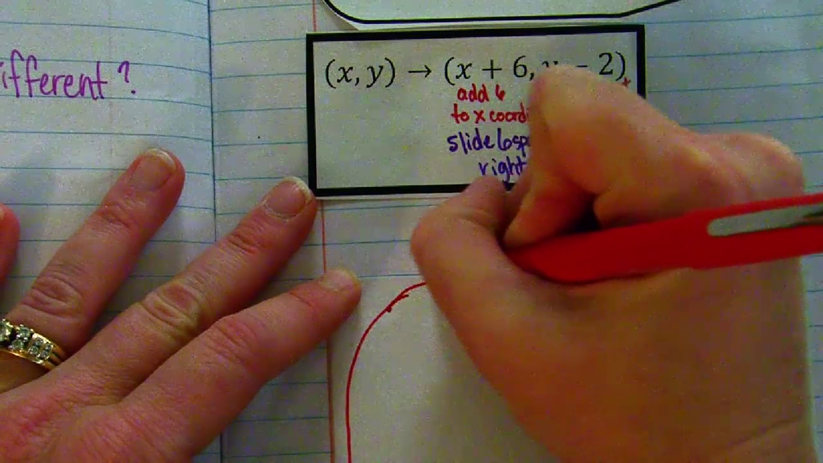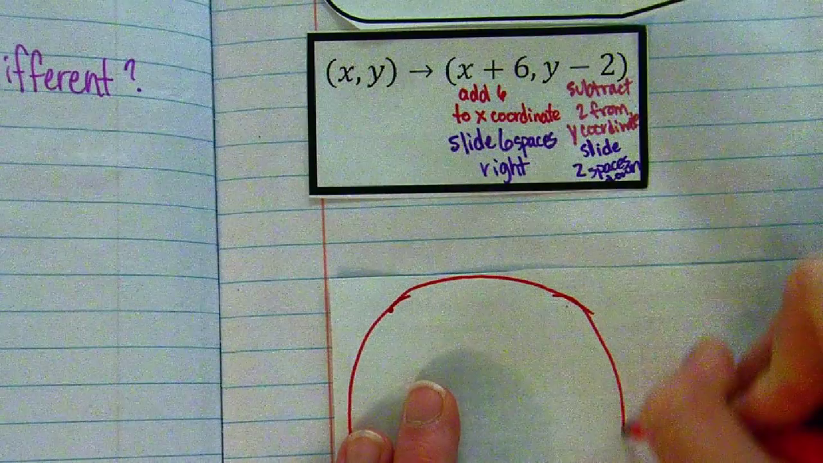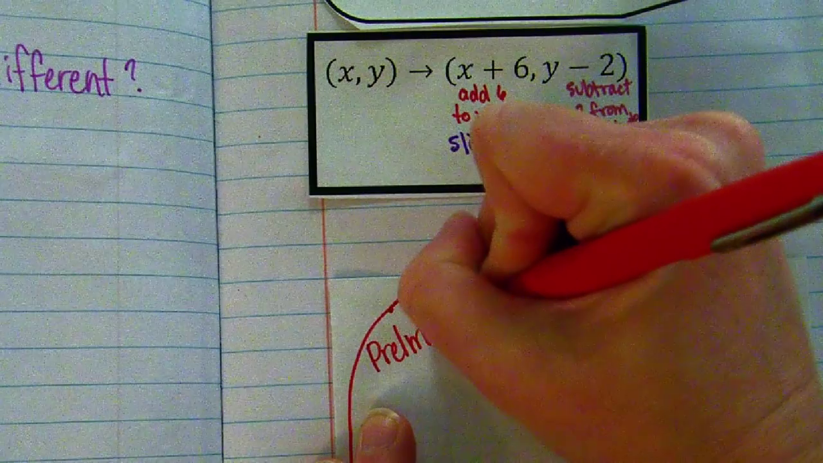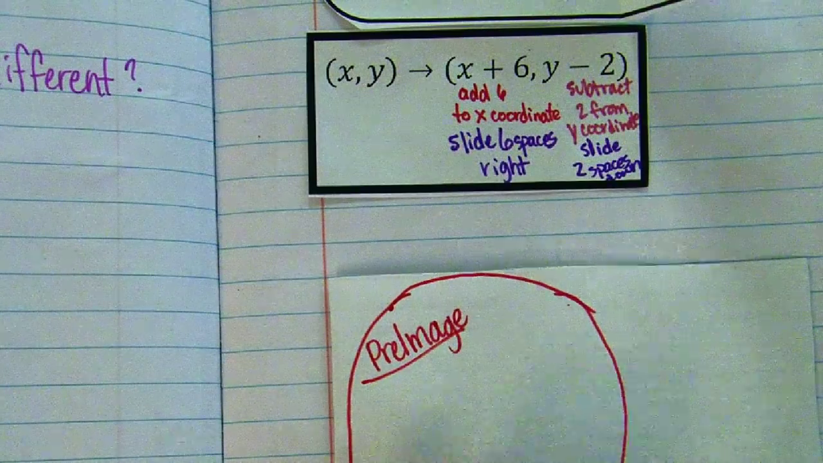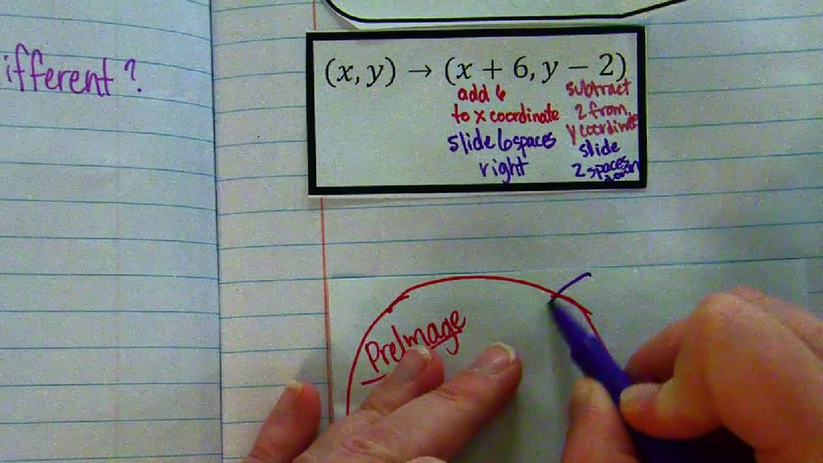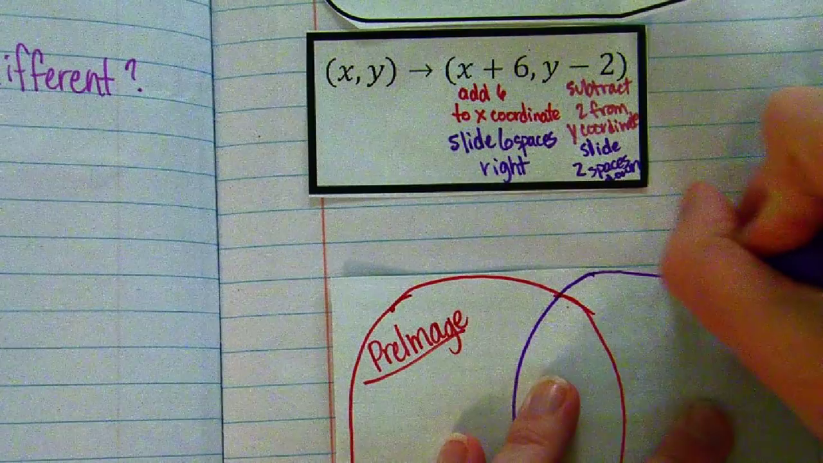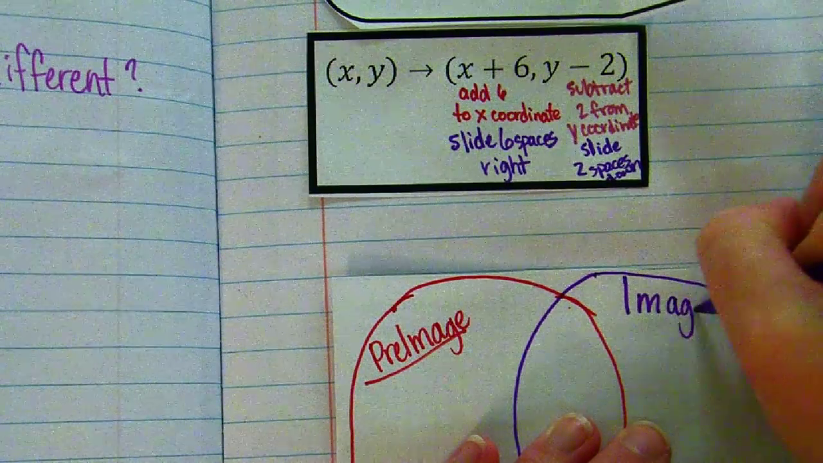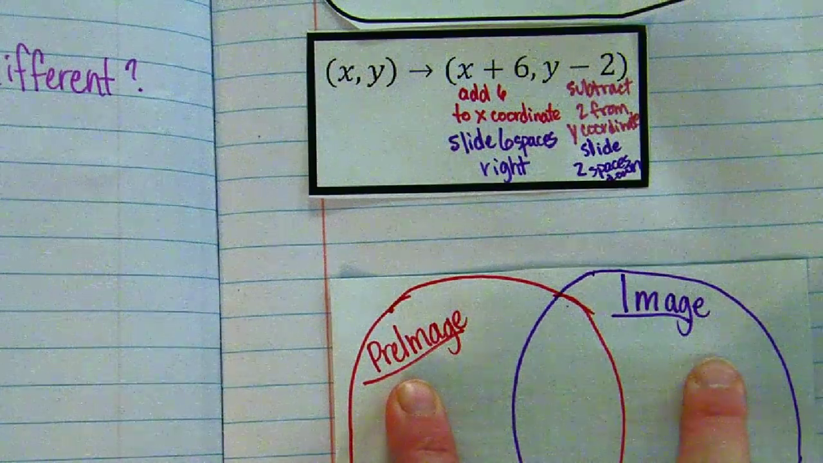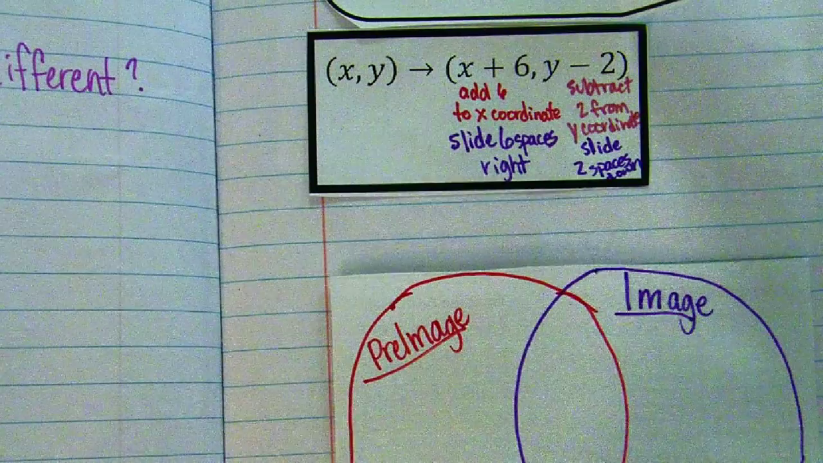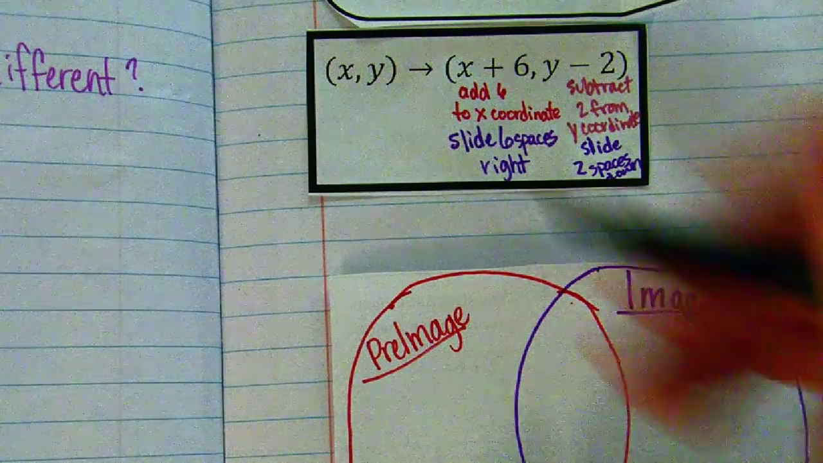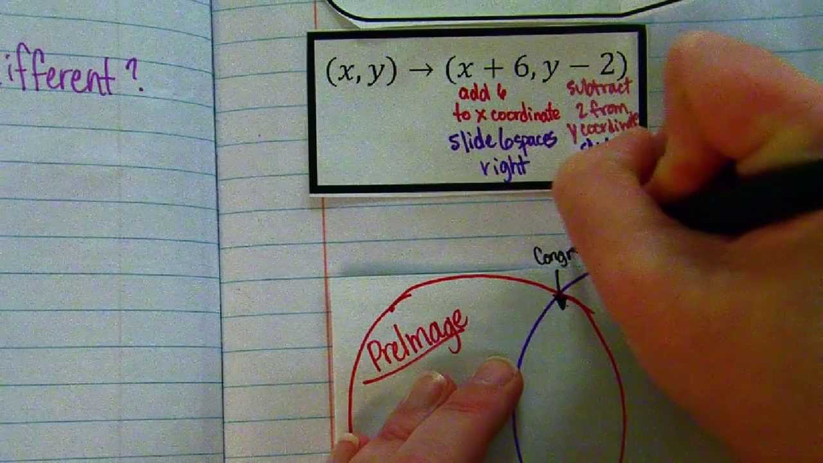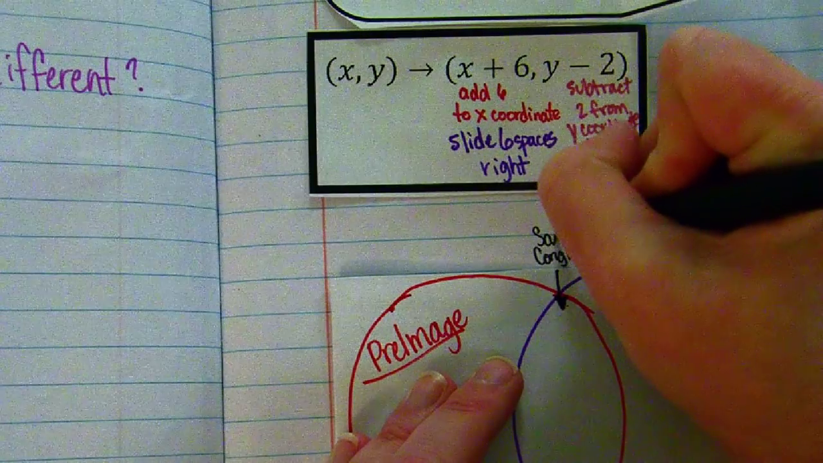Then after you do that, I want you to draw a Venn diagram which consists of 2 overlapping circles. Pre-image, to the image. Okay, from pre-image to image, how are they different? Goes on the outside. And then how they are the same, how those 2 figures are congruent or the same, goes in the middle where they overlap.